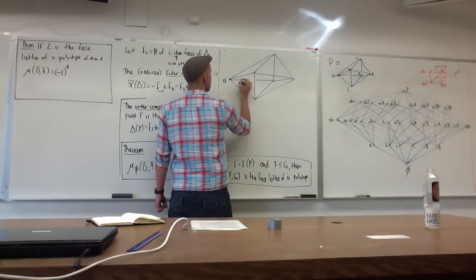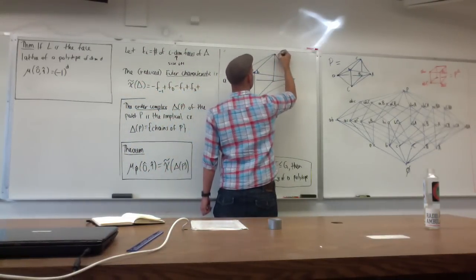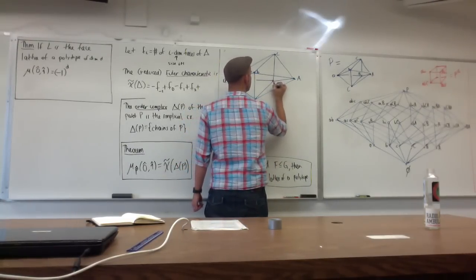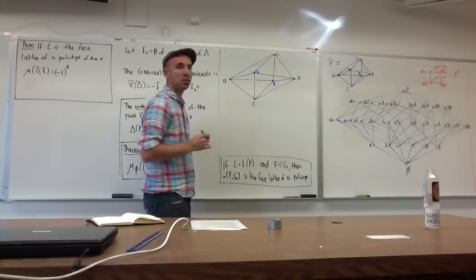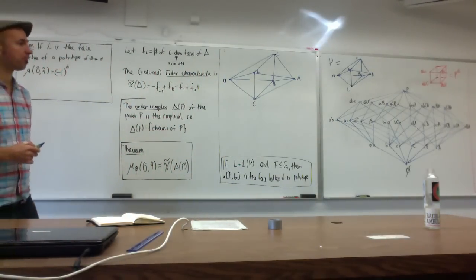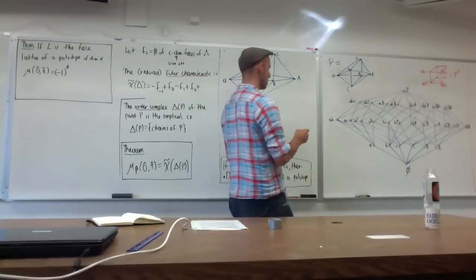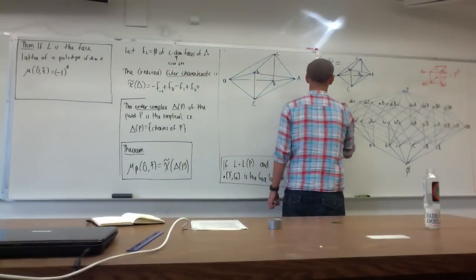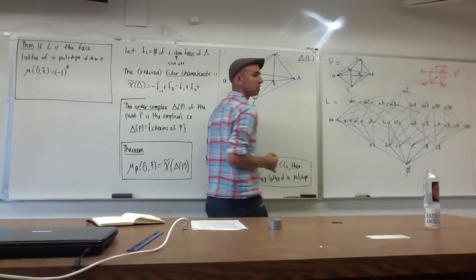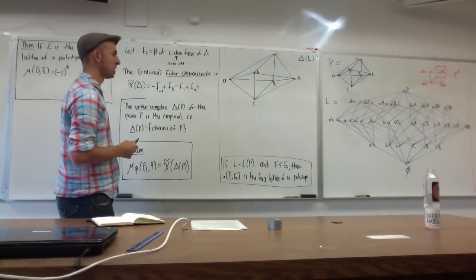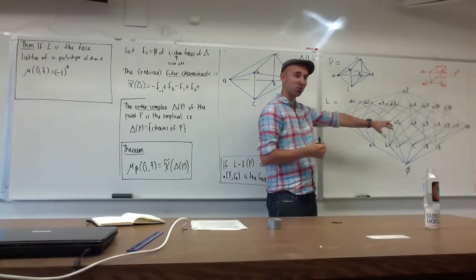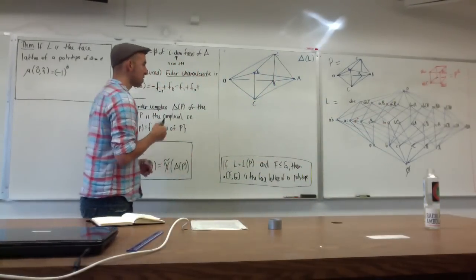So this is A, C, and I'm about to draw the order complex of this poset. So this is L, and here I plan to draw the order complex of L. Sounds like I'm set up for disaster because this is even smaller than this, right? I have to fit this whole picture in here. But it's going to work out.